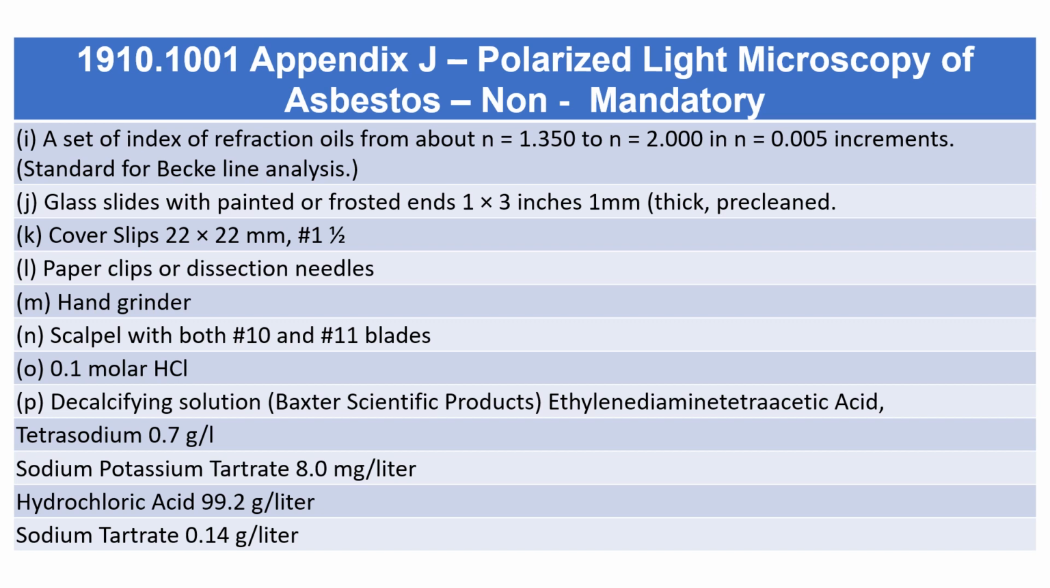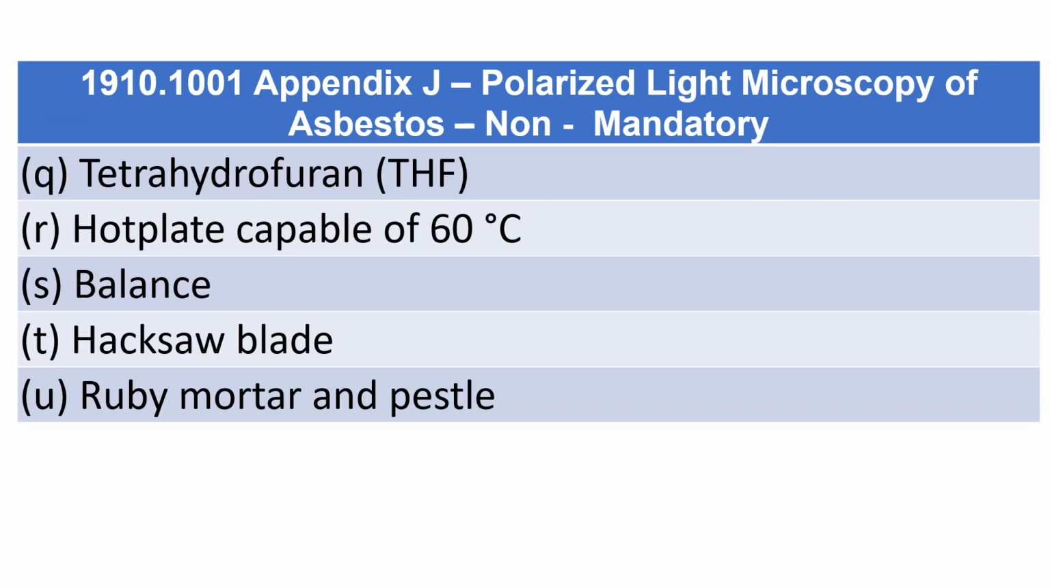P. Decalcifying solution, Baxter Scientific Products: ethylenediaminetetraacetic acid, tetrasodium 0.7 g/L, sodium potassium tartrate 8.0 mg per liter, hydrochloric acid 99.2 g/liter, sodium tartrate 0.14 g/liter. Q. Tetrahydrofuran, THF. R. Hot plate capable of 60 degrees Celsius. S. Balance. T. Hacksaw blade. U. Ruby mortar and pestle.